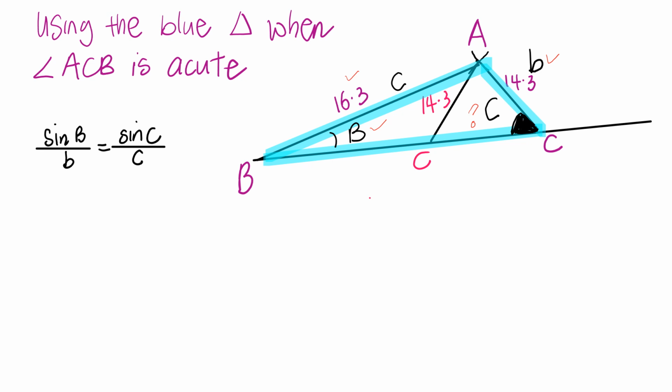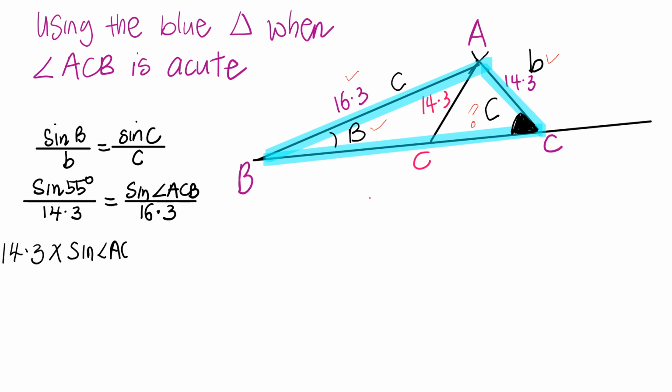So the formula will be sine B over b equals sine C over c. Let's put in the data. Angle B is 55 degrees as given in the question, over 14.3, and C is referring to angle ACB. So let's put in the correct labeling. That will be sine angle ACB over 16.3. Then we're going to do a cross multiplication, a shortcut, but basically you just take 16.3 multiplied by sine 55 to get this.